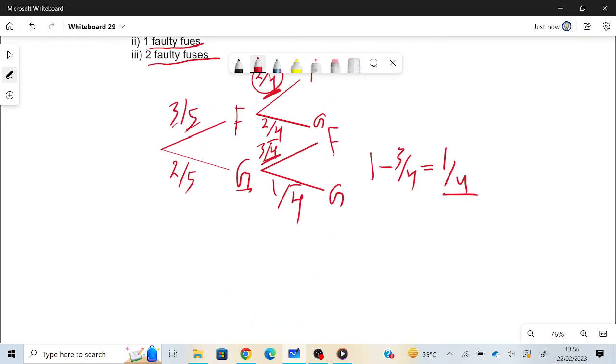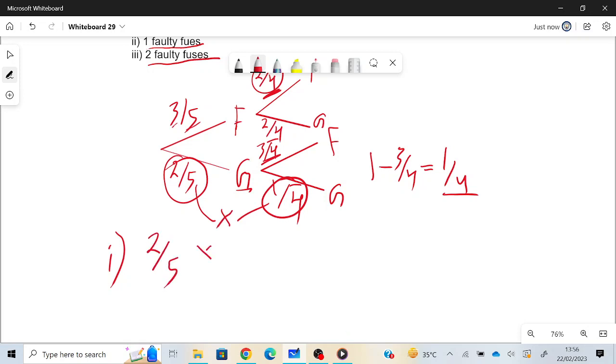So for the first part, it said, what's the probability of getting no faulty fuses? That means in both my picks, I only get good fuses. The probability of me picking a good fuse in the first pick is 2 over 5. And the probability of me picking a good fuse in the second pick is 1 over 4. So all I would do is simply take these two and multiply them. So 2 over 5 times 1 over 4, and that would give me 1 over 10. So the probability of me picking 2 good fuses is 1 over 10.